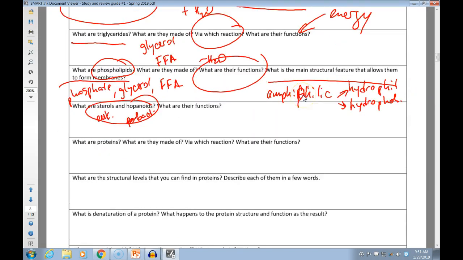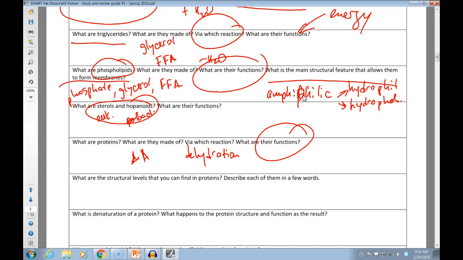Proteins, know that they are made of amino acids, dehydration reaction of dehydration. Functions, basically everything in the cell. Structural levels, from primary to quaternary, I want you to be able to match a description. So if I mention alpha helices, you tell me secondary. If I mention sequence of amino acids, polypeptide chain, primary.